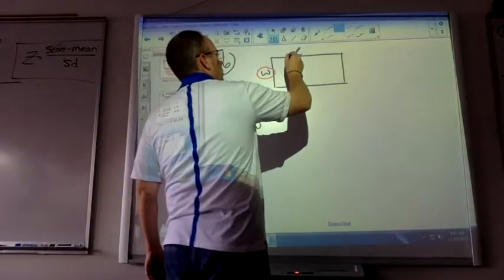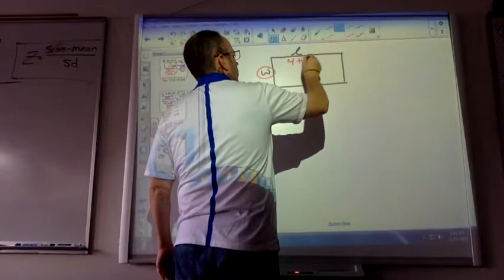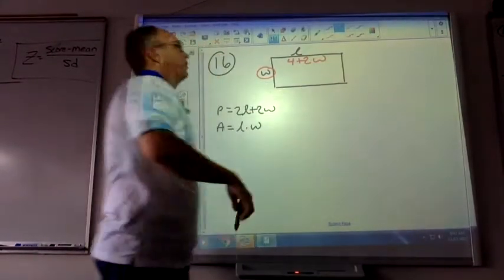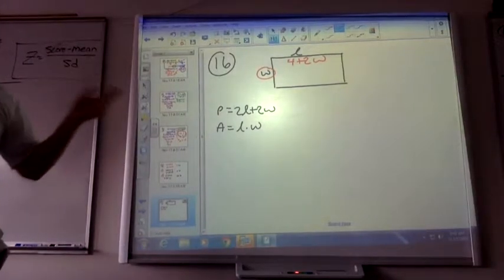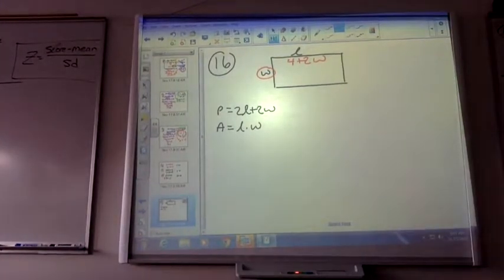4 more than twice? Yes. Than twice the width. So our length is 4 more than twice the width. So we're going to keep W as our width. We know that the length is going to be 4 plus 2W, because the length happens to be 4, I add to that twice the width. Okay? What else did they tell us?